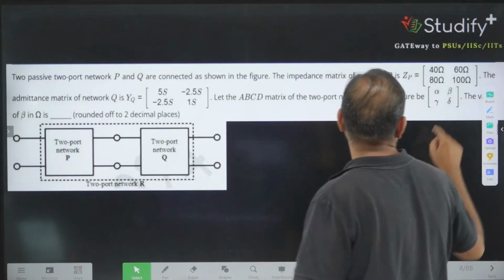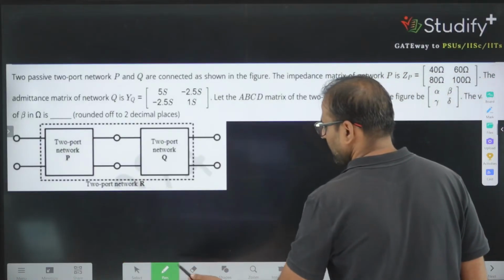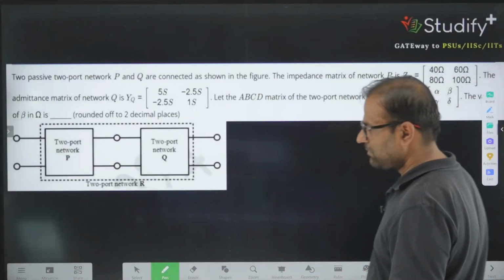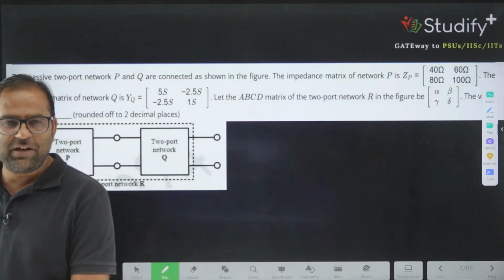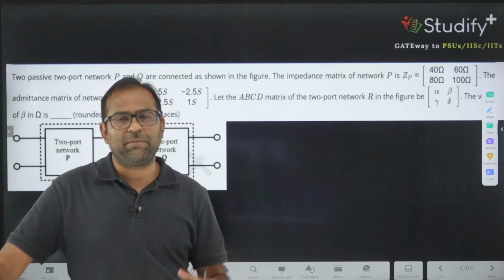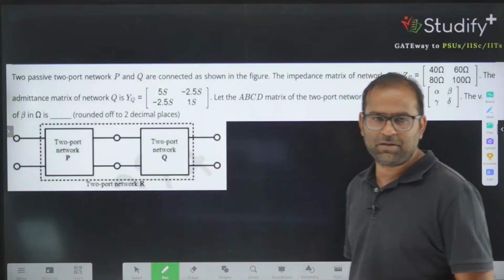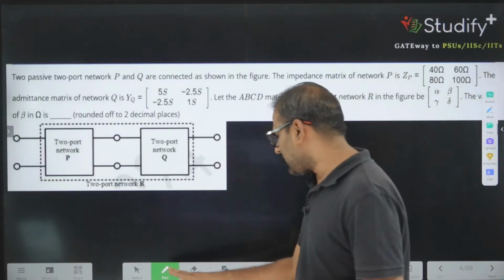Means they are talking about this. But when two networks are given in cascade, we can multiply the T parameters only. But what is given? The given parameters are Z parameters. So we have to convert Z parameter into T parameter. So let's convert it.